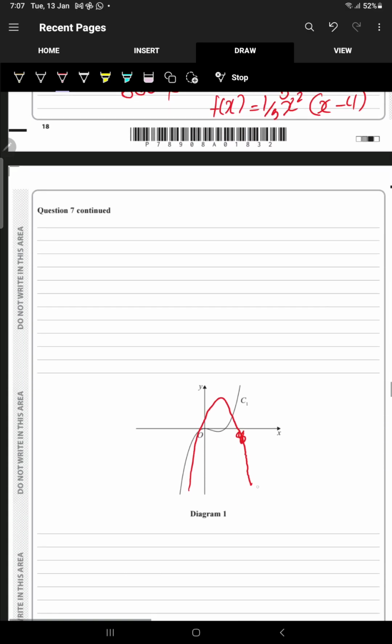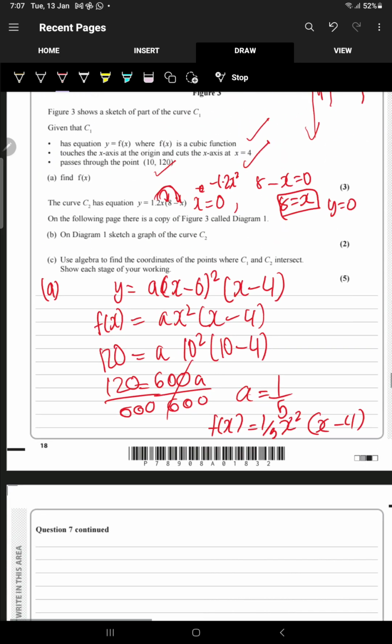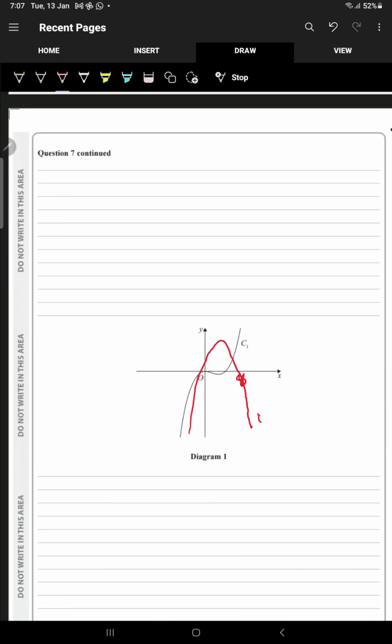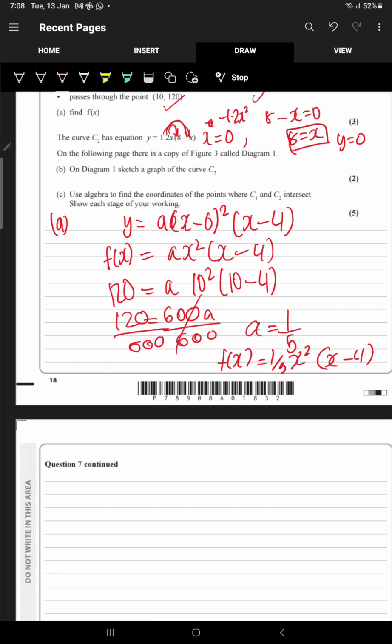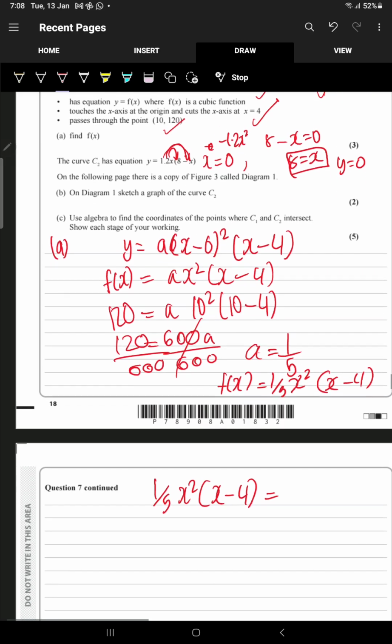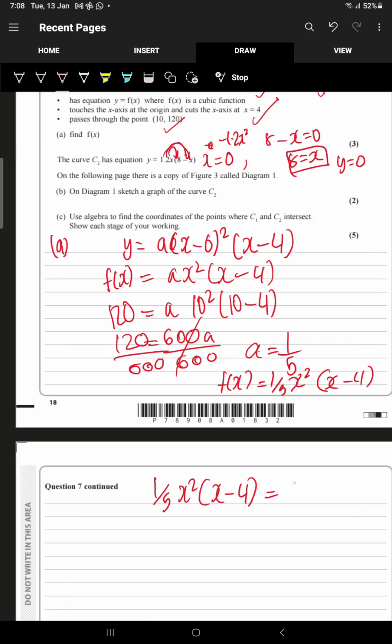Y is equal to 1.2x over 8 minus x, all right. Okay, so we have to find the points of intersection over here. x squared times x minus 4 is equal to the equation we have, 1.2x over 8 minus x. Now we expand these brackets.